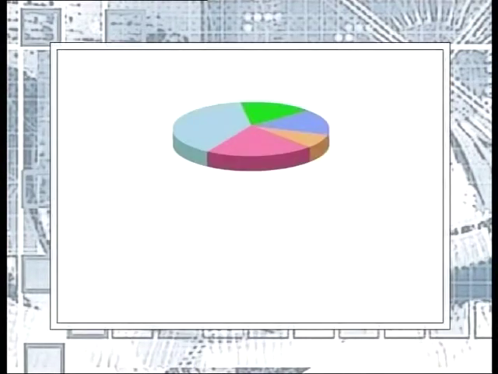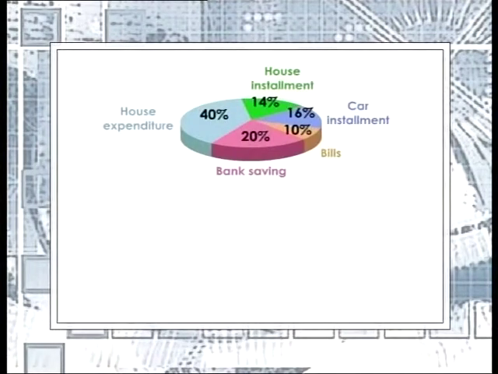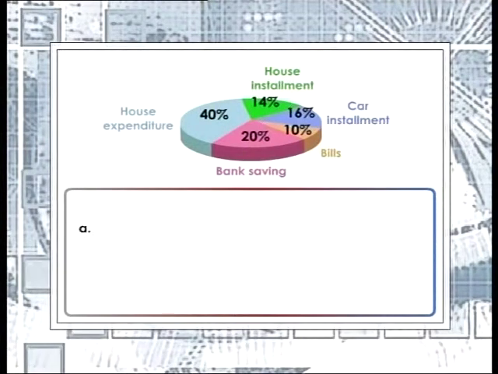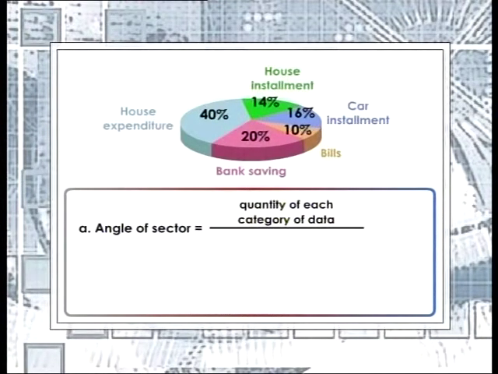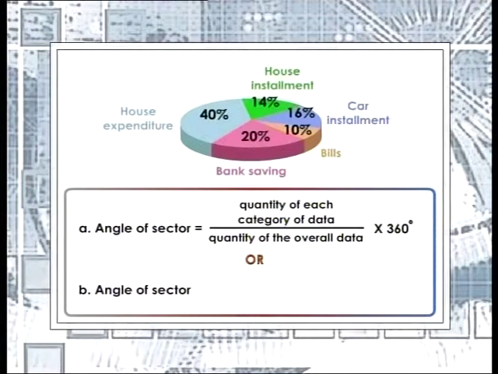In a pie chart, data is represented by the sectors of a circle. The size or angle of the sector depends on the quantity of data it represents. Thus, to construct a pie chart, we must calculate the angle of each sector corresponding to the quantity of each category of data. The angle of each sector can be obtained by A. Angle of sector equals quantity of each category of data divided by quantity of the overall data times 360 degrees, or B. Angle of sector equals percentage of each category of data times 360 degrees.